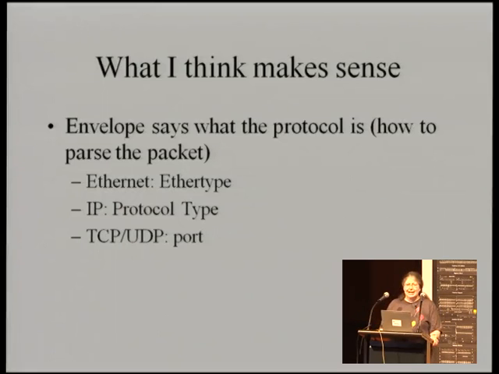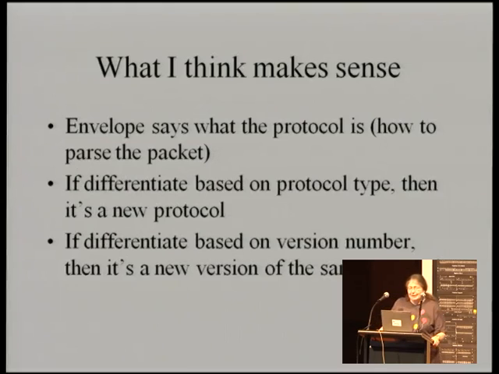So in the Ethernet header, there's an ether type that says what's inside, whether it's AppleTalk or IP or, you know, whatever. In IP, there's a field that says protocol type, that says whether it's TCP, UDP, or something else. In TCP or UDP, there's a port, sort of well-known ports that say what something is. So, I believe that if you want to differentiate based on protocol type, if you give it a new ether type, it's a new protocol.